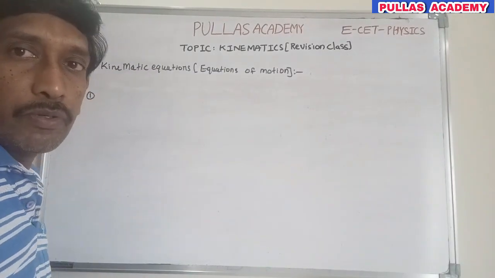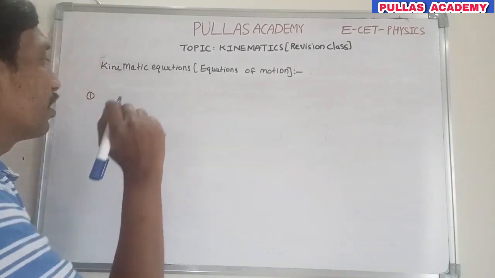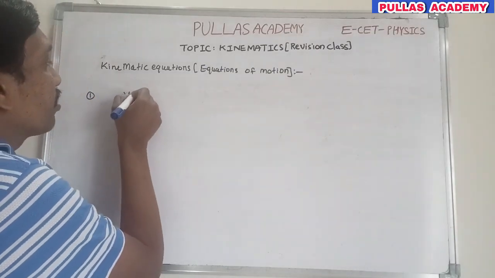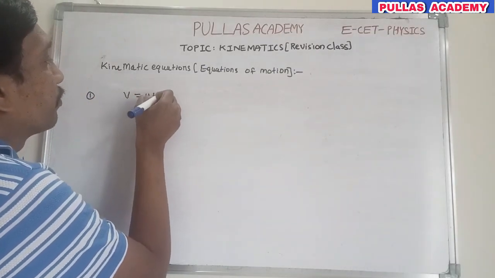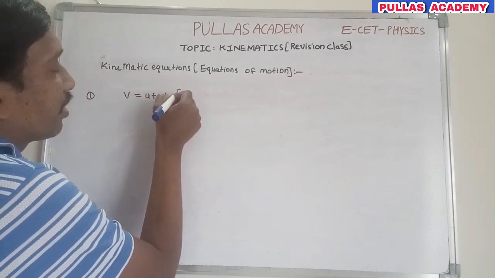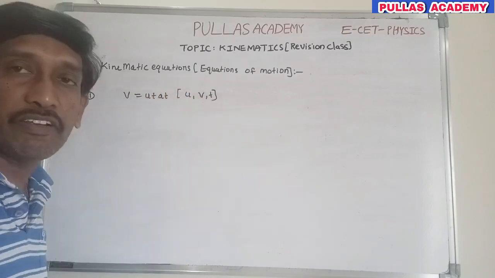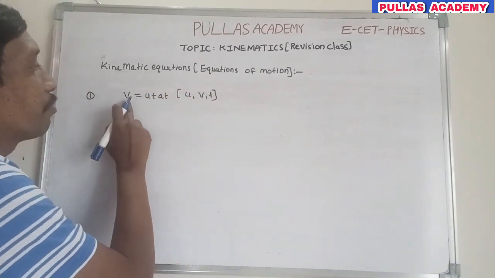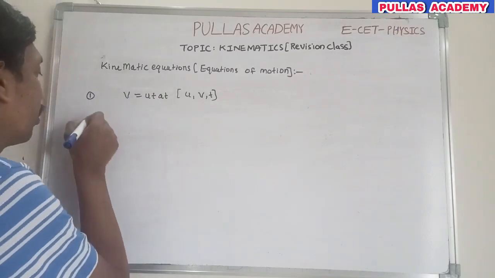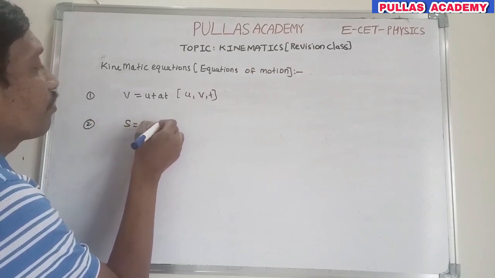Okay. So now we are going to discuss kinematic equations. We have four kinematic equations. The first kinematic equation is v = u + at. If the given data has u, v, t, use the first kinematic equation. If asking the velocity of the body in a total given time, use this formula. That's all.